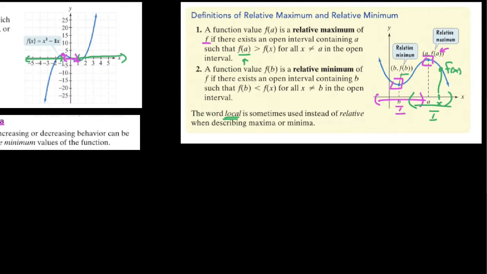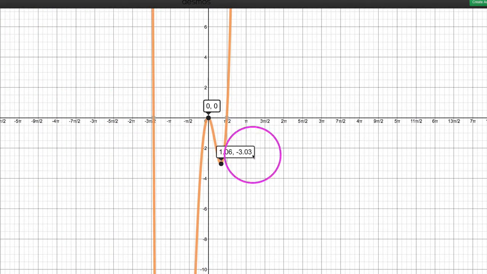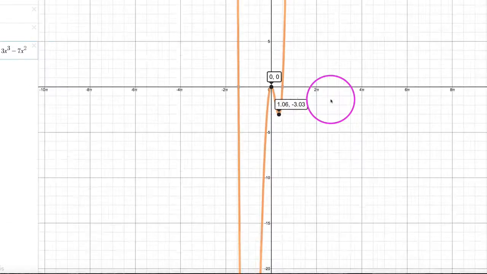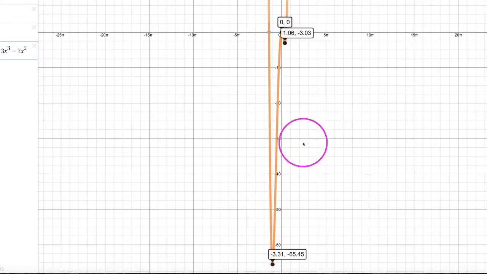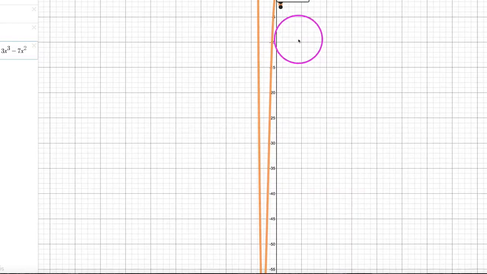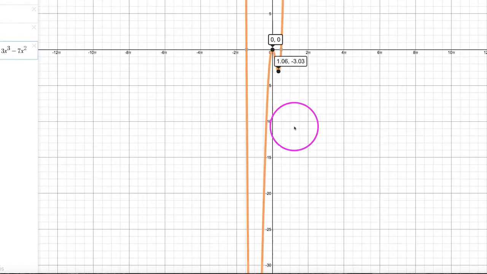So really quickly, I just want to talk about a couple of graphs that I have here, starting with this one. This is some polynomial that I put in. And what I've done is, if I zoom out here, you can see that I've highlighted some points where it goes from decreasing to increasing, and then we go to decreasing and increasing. This point right here would be considered a relative minimum because it is a low point compared to its neighbors. And also, if I zoom in up here, this point 1.06, negative 3.03 is also a relative minimum. The only difference I want to point out here is this.